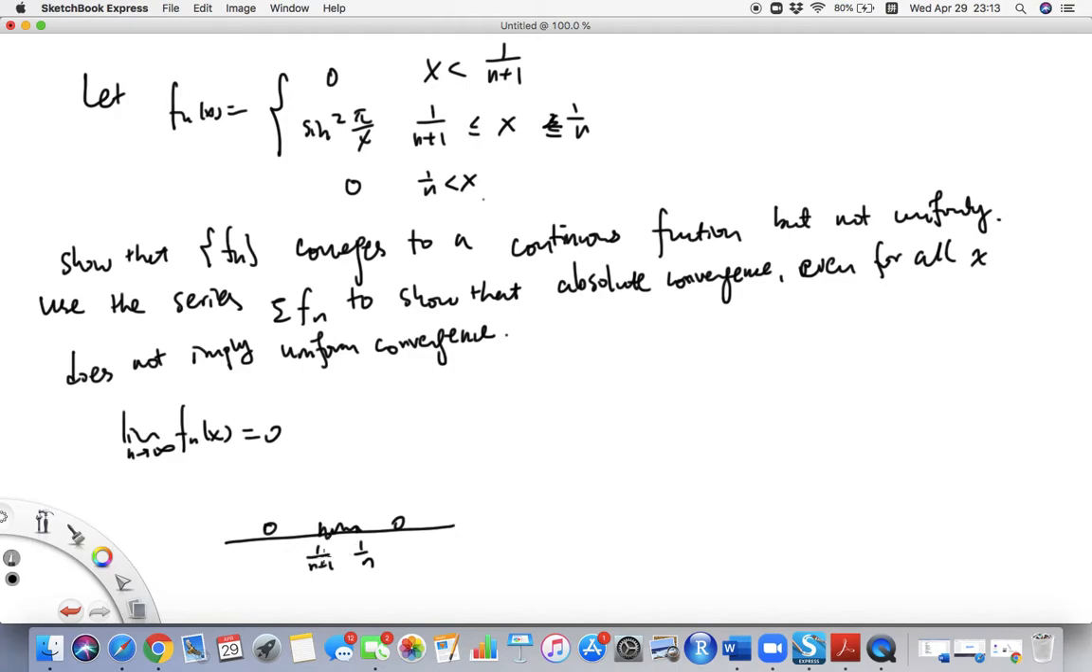But as n goes to infinity, this interval is getting smaller and smaller, eventually shrinking to a point. So as you can see, it goes to 0, right? Because you pick any number on the real number line, you can make n big enough so that eventually this interval between 1/(n+1) and 1/n excludes that point.